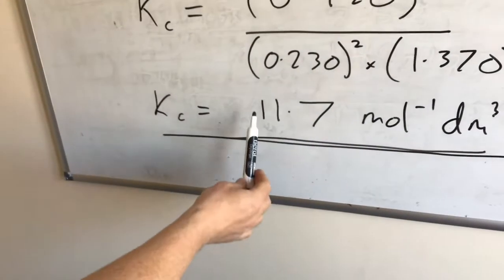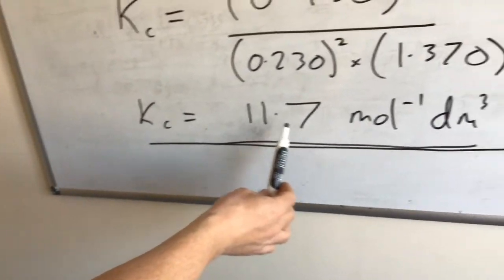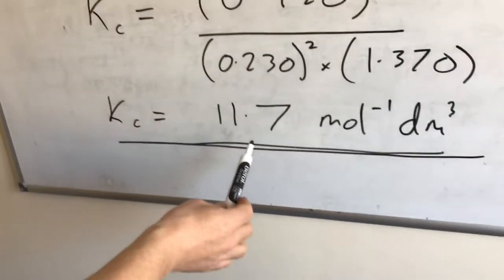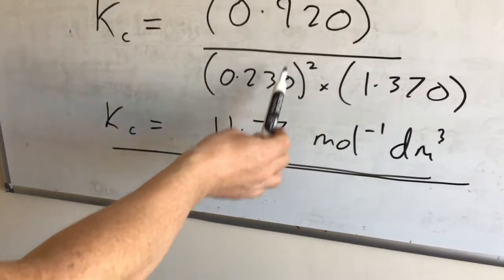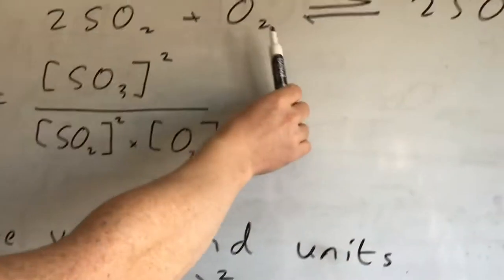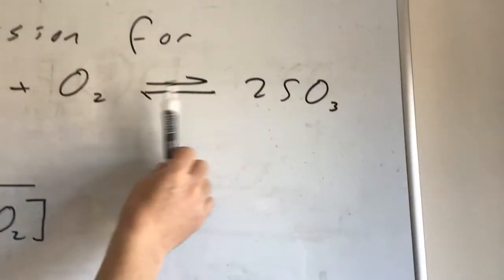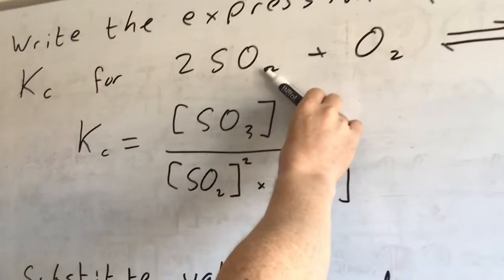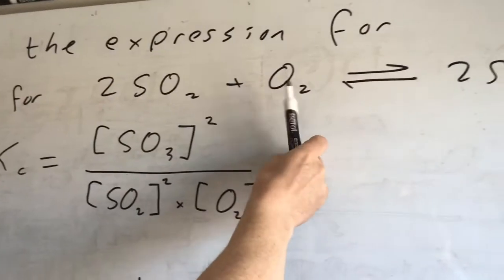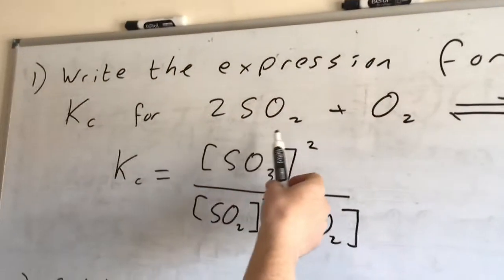Now can you see that this is quite a big number? It's much bigger than 1. So if we look back at the equilibrium, there'll be quite a lot of SO3 in the mixture and not very much of these other 2. So the number for Kc tells us about what's actually happening in the chemical flask.